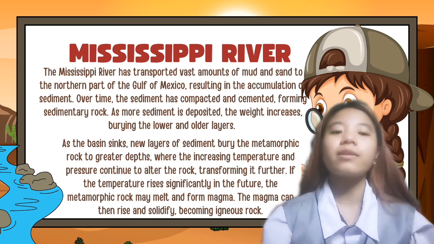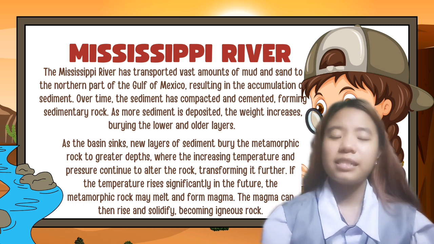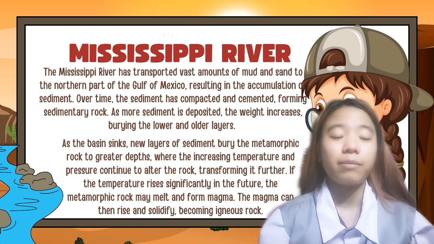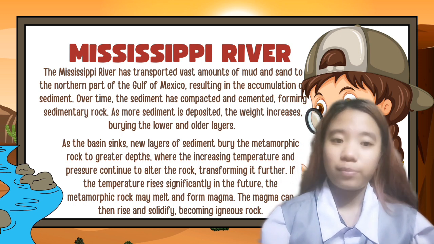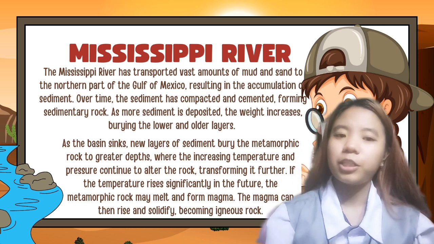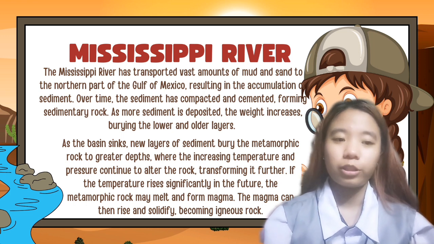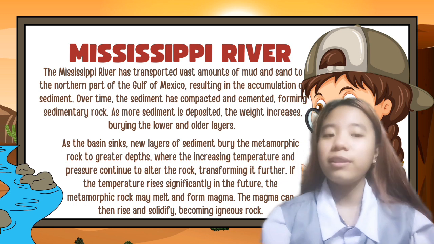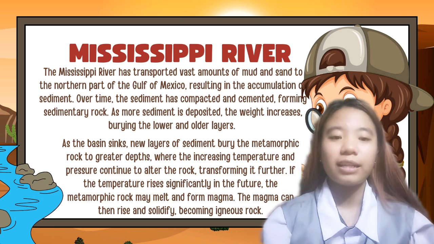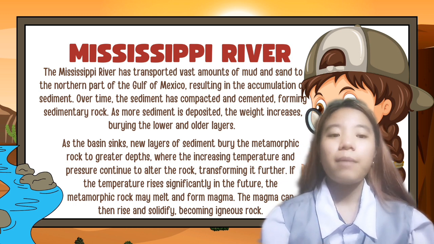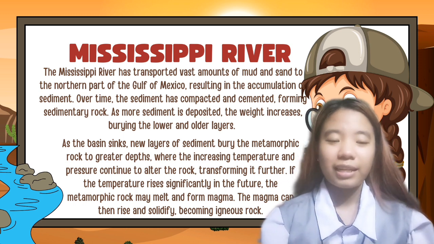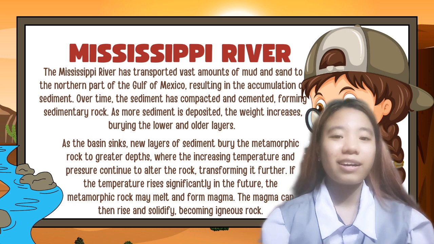As the basin sinks further, new layers of sediment bury the metamorphic rock to greater depths, where the increasing temperature and pressure continue to alter the rock, transforming it further. And if the temperature rises significantly in the future, the metamorphic rock may melt and form magma. The magma can then rise and solidify, becoming an igneous rock.